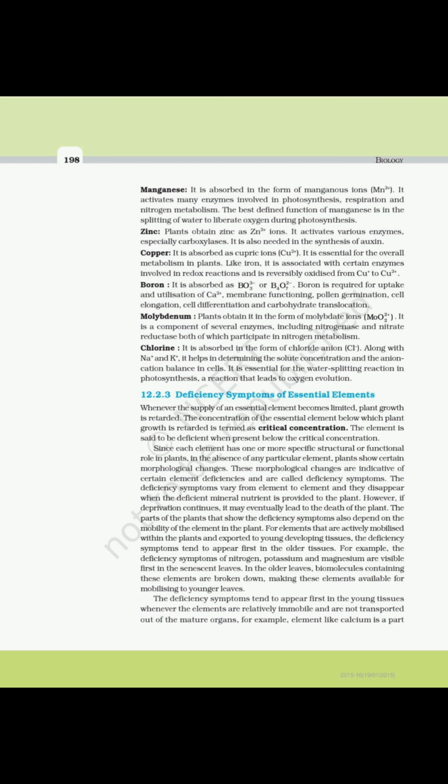Manganese. It is absorbed in the form of manganese ions, Mn2+. It activates many enzymes involved in photosynthesis, respiration and nitrogen metabolism. The best defined function of manganese is in the splitting of water to liberate oxygen during photosynthesis. Zinc. Plants obtain zinc as Zn2+ ions. It activates various enzymes, especially carboxylases. It is also needed in the synthesis of auxin.